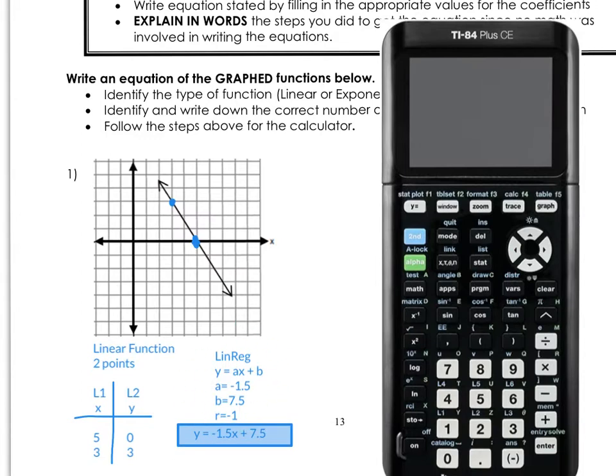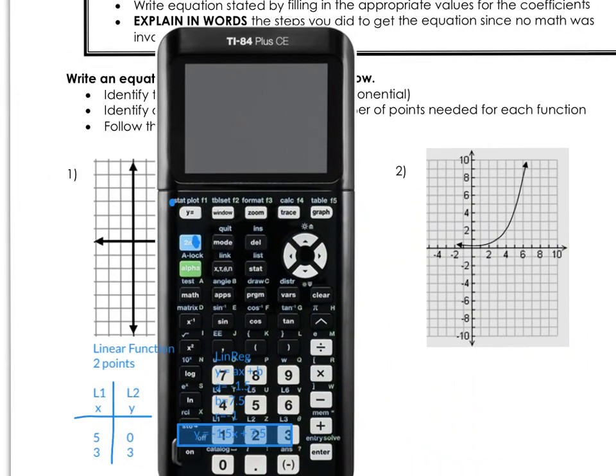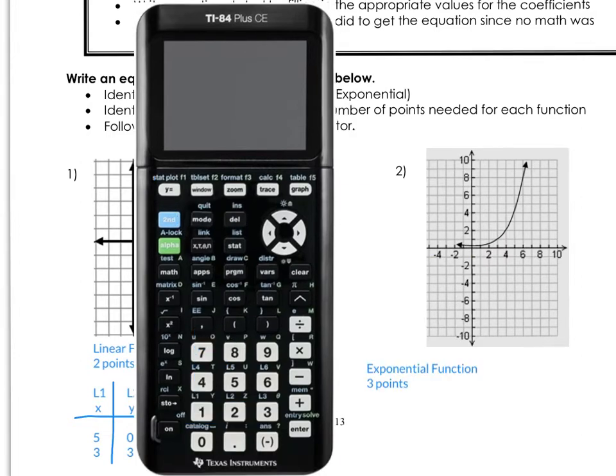Okay, so now we're going to do this again with an exponential regression. So over here, I can see when I look at this that this is exponential. I can already see that curve shape. So this looks like an exponential function to me. So now I need to go ahead and do the same thing by writing down that it's an exponential function, and that I'll need 3 points.